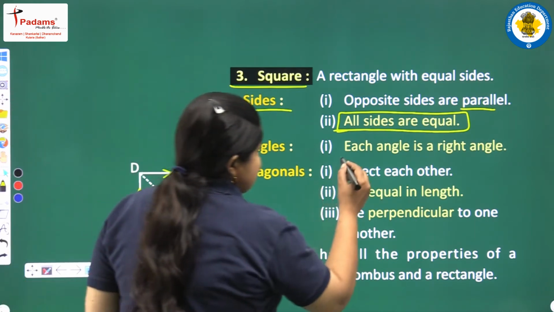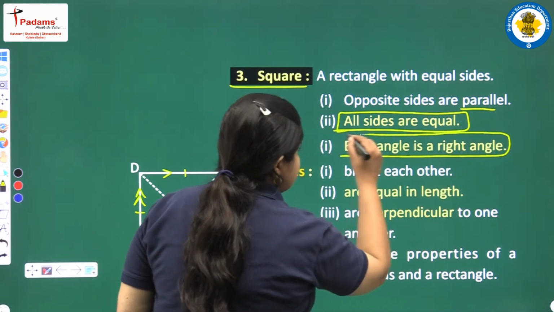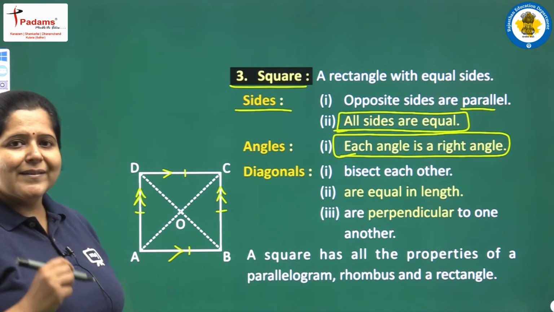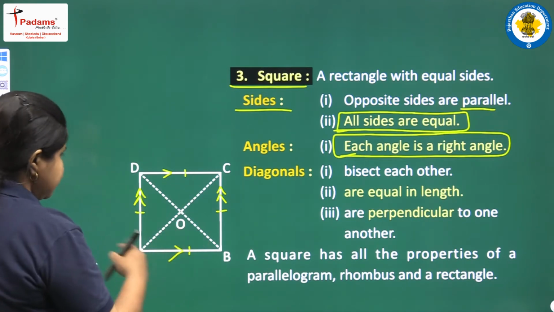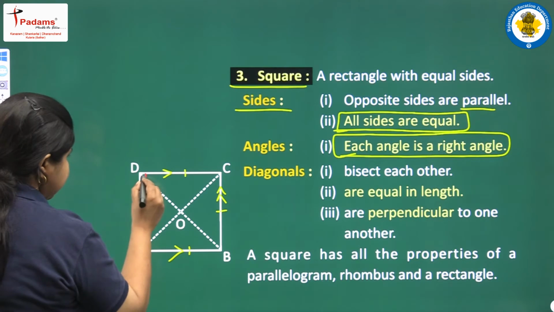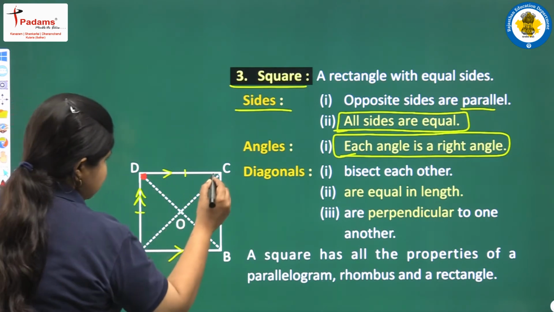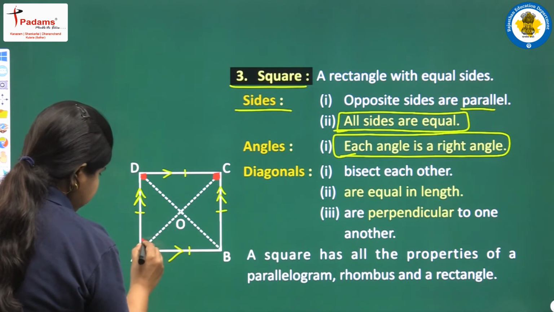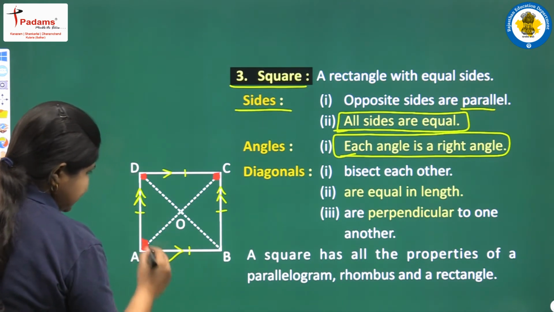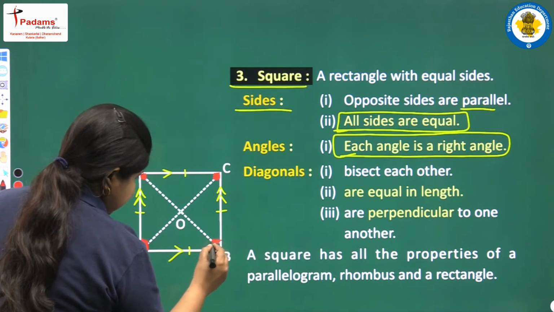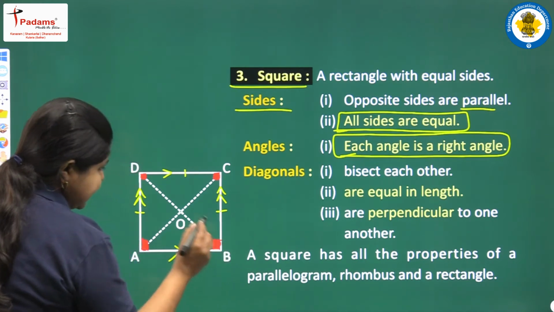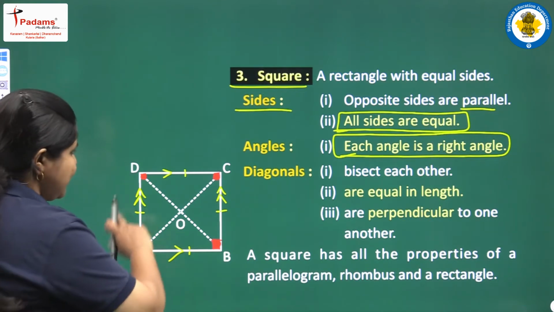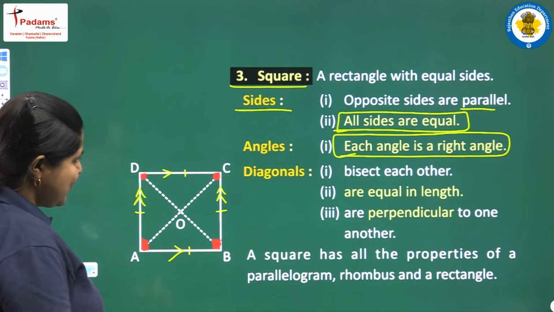Then each angle is a right angle. This is the next special feature of a square. Each of its angles is a right angle. You can clearly see this angle is 90 degree. This is again measuring 90 degree. This angle is also of measure 90 degree, and this one again measures 90 degree. This feature is similar to that of a rectangle. Each of its angle is 90 degree.